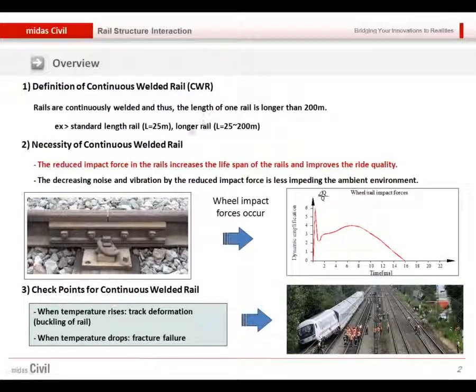about the deformation, also the axial stress. For example, when the temperature rises, there could be buckling in the rail. Also, when there is a temperature drop, we need to be careful about fracture failure.